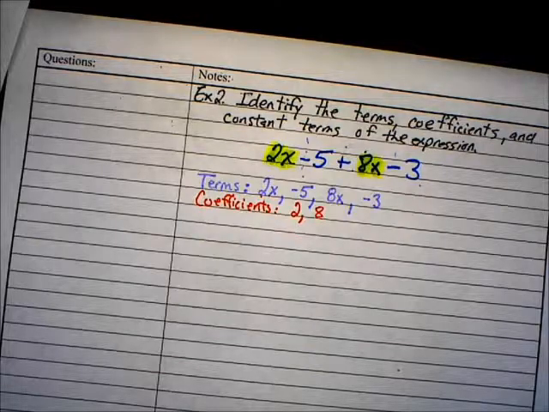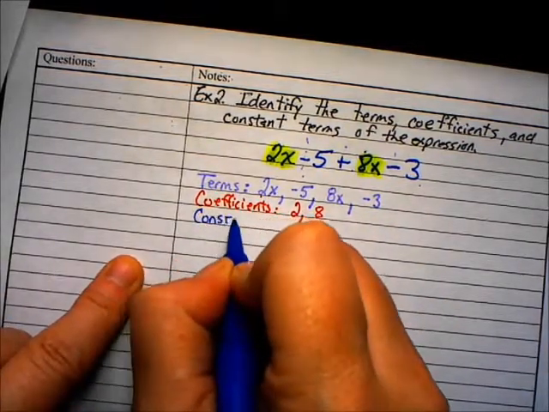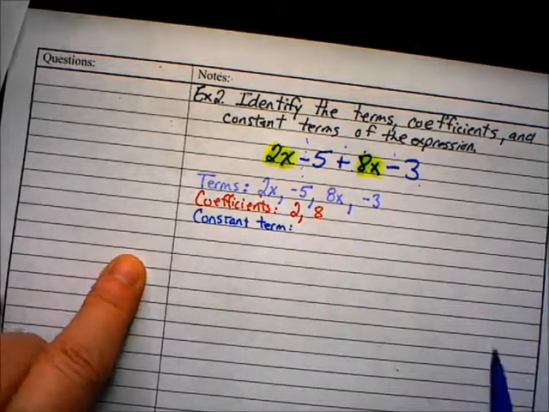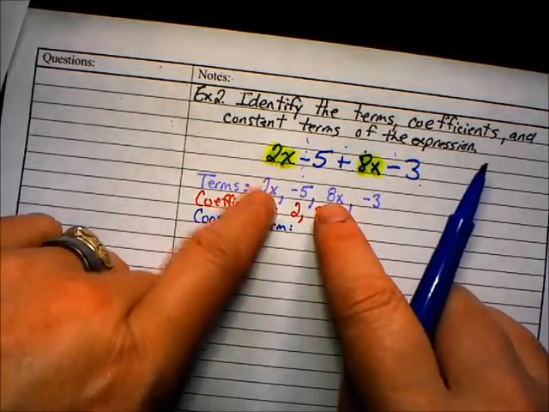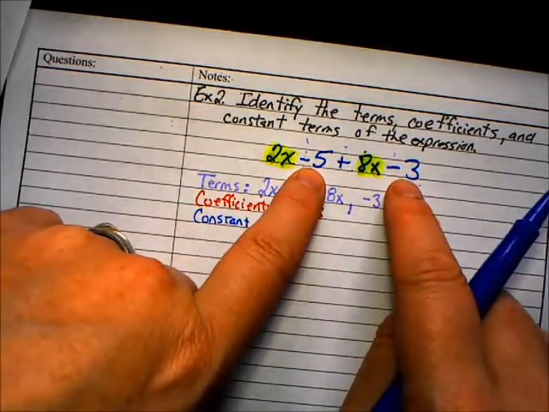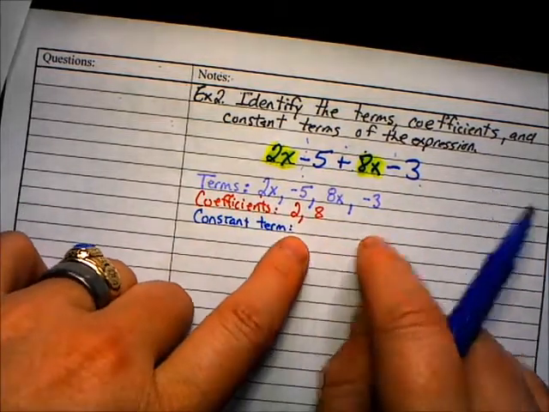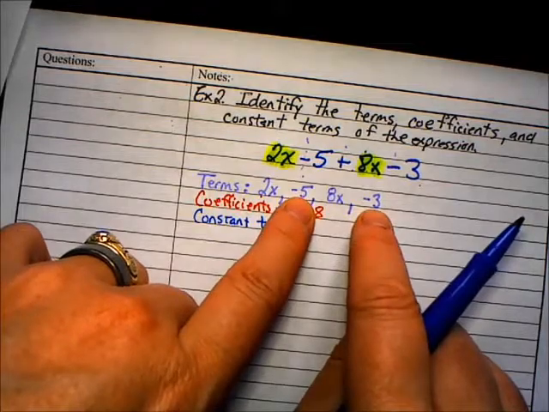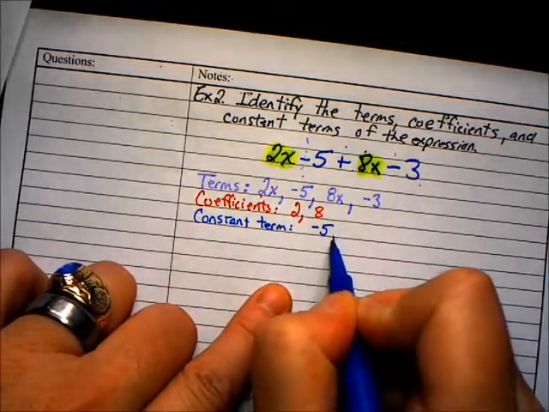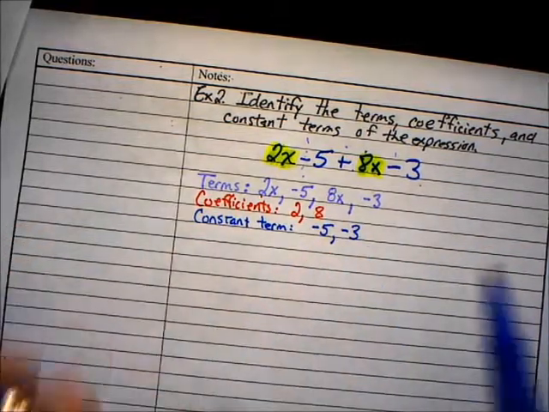The final identifying is a constant term. After I have already used the ones that have the variables, the ones that remain by themselves, they are just a number, nothing else. Those represent my constant terms. And look at your terms you have here. That way you get your signs correct. Because I have a negative 5 for one of them, make sure you put a comma, and then a negative 3 for the second constant term.